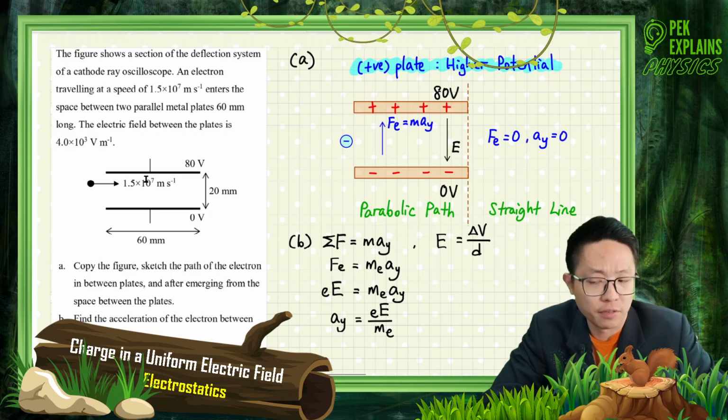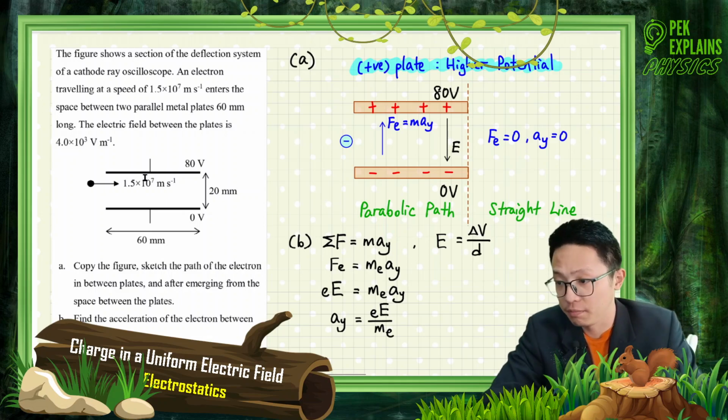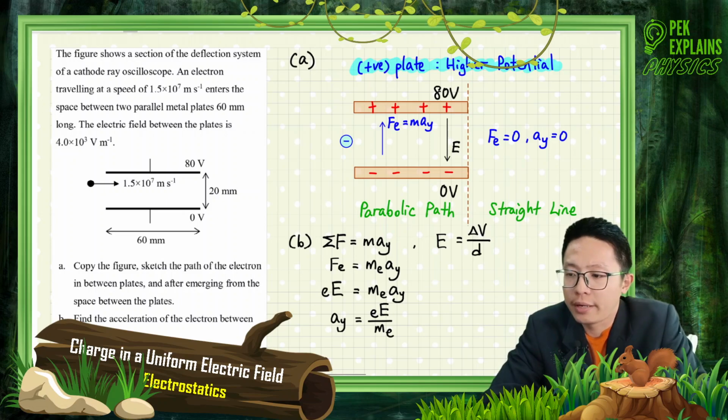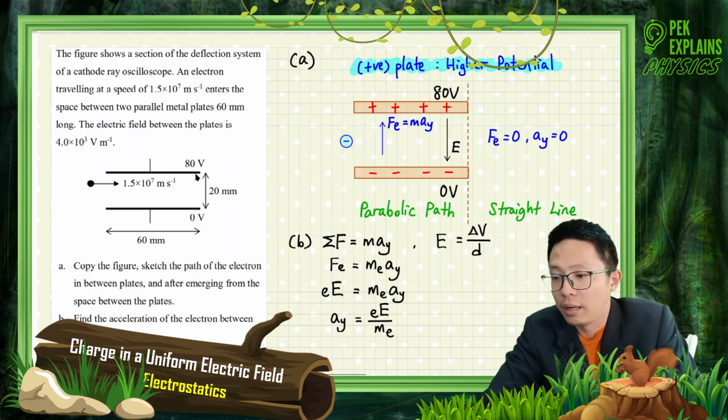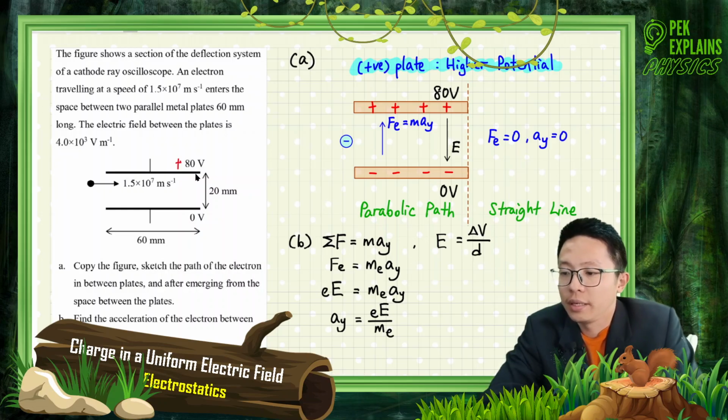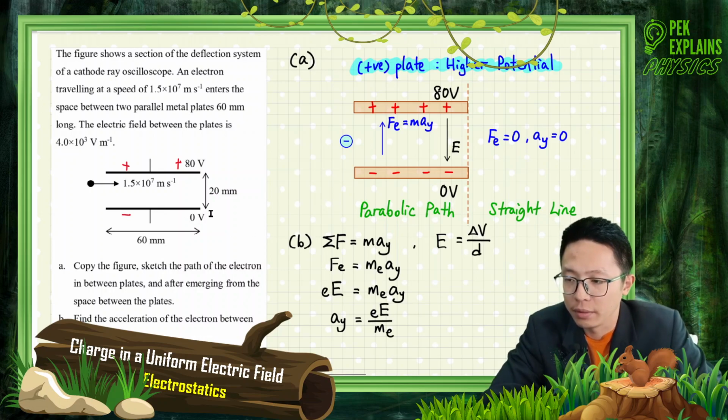Which one is the positive plate? Let us start. The positive plate should be at a higher potential. You see this 80 volt, positive 80 volt, means this is the positive plate. This one should be the positive plate. And then 0 volt normally is the negative plate.